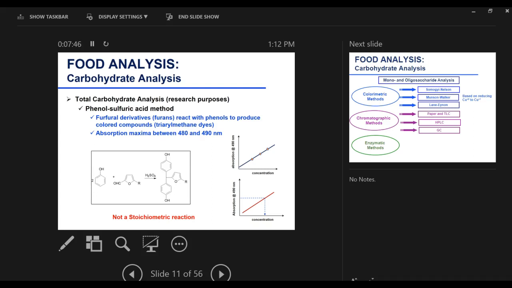We actually use it in the lab quite a bit when we collect fractions out of our column to determine how much carbohydrate is still remaining in our fraction when we're purifying different components in the sample. So it's a used method, but it's not very useful to determine total carbohydrate in a complex food matrix. Okay, so you'll be doing that in beverages next week.